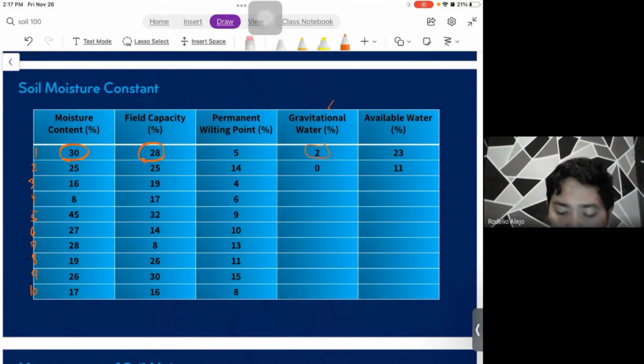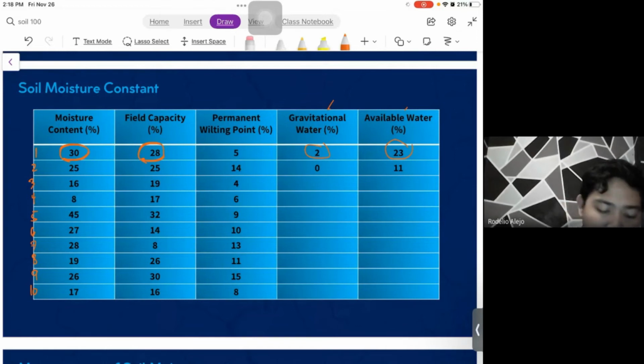Then yung available water naman natin is 23. Saan nakuha yung 23? So it is the field capacity minus the permanent wilting point. Okay? 28 minus 5 is 23. 'Di ba sabi natin yung pagitan ng permanent wilting point at saka yung field capacity, yun yung available na water para sa halaman. So that is 23.